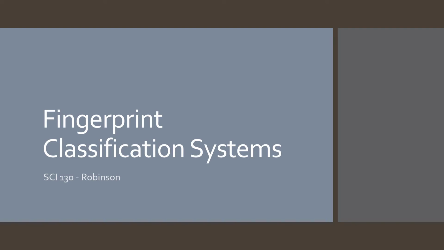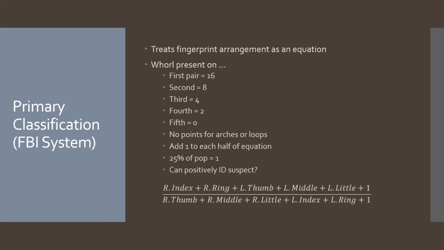Fingerprint classification systems. The primary classification used by the FBI treats your fingerprint arrangement as an equation. You should pay attention to this because this is commonly a short answer question that I'll give you on an exam, and it's also something that you're going to need for this week's lab.